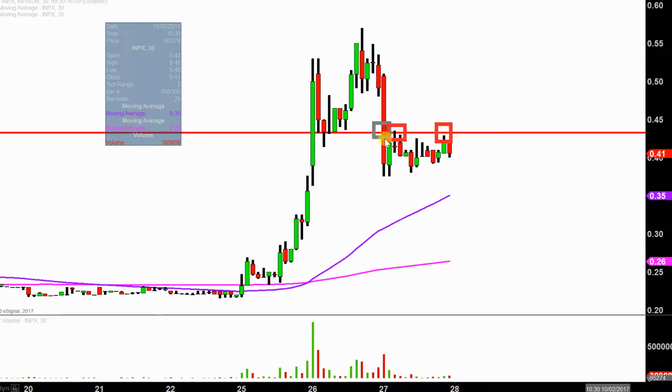I'm not saying that the price can't break back up above that point right there. I'm just saying that it makes sense why the price did start to struggle when it attempted to get back up above that 43-cent mark. So 43 cents, definitely the near-term level of resistance.